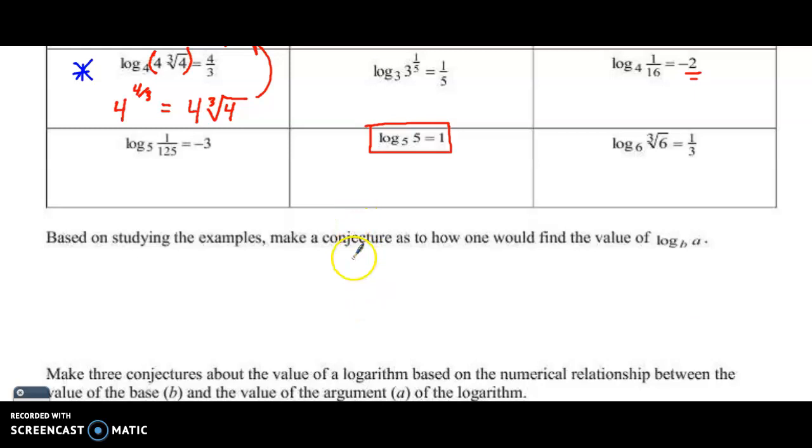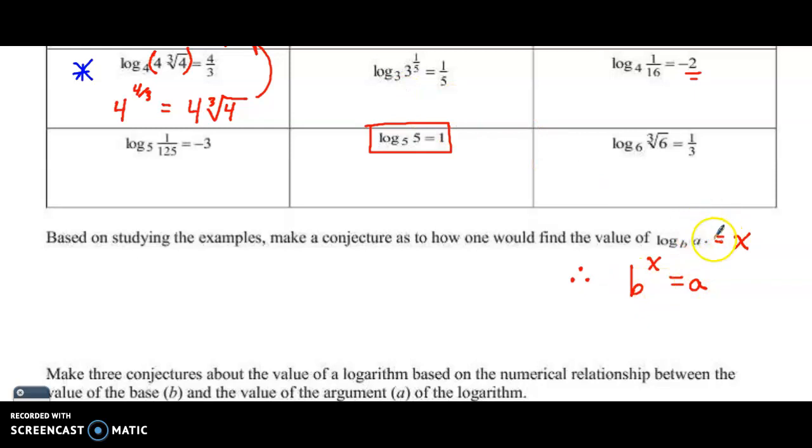So based off this, hopefully you can make a conjecture on how one would find the value of log base b of a. Sometimes what I'll do is I'll rewrite this as log base b of a equals x, or any variable you want. And therefore, here's your symbol for therefore, b to the x power is equal to a.